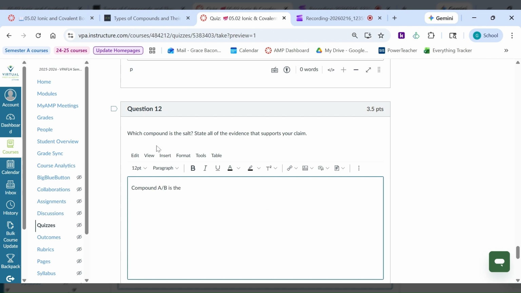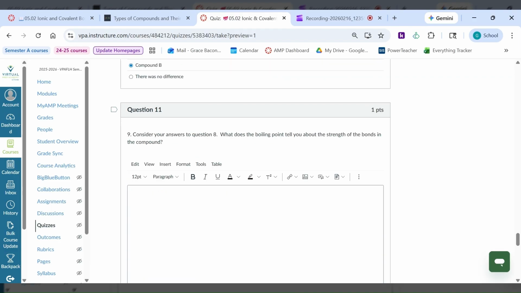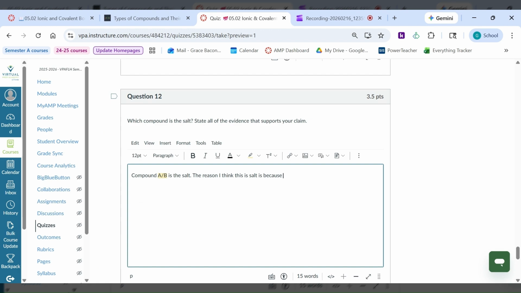This one's asking me about the salt. So which one do you think it is? Is it A or is it B? That's what you're filling in here. You're going to pick one of those. And then you're going to say, the reason I think this is because, and this is where I want you to cite data from both of the tables. So here you'll cite data about solubility, how much of it dissolved in water.